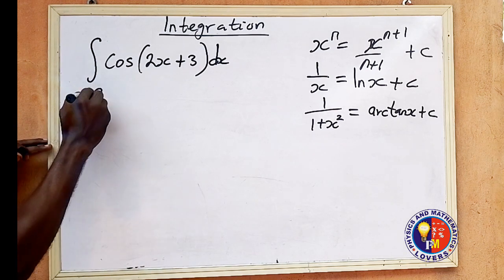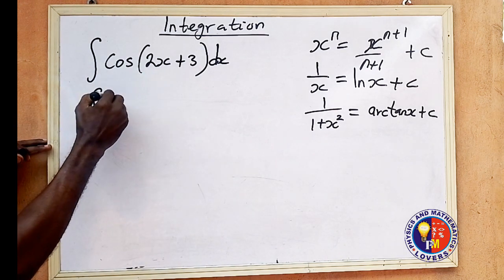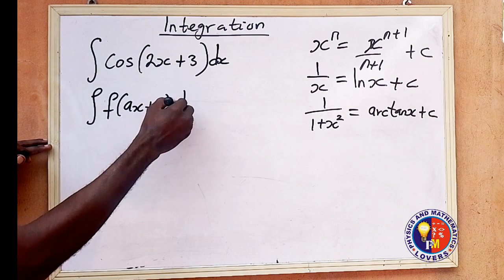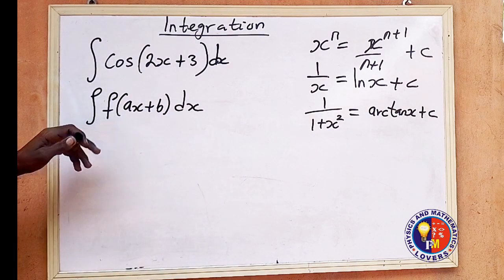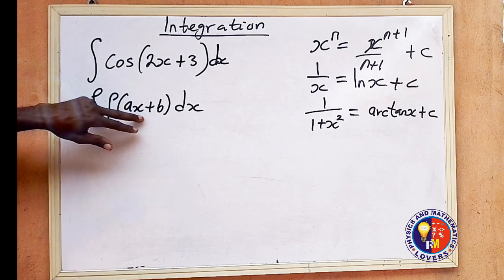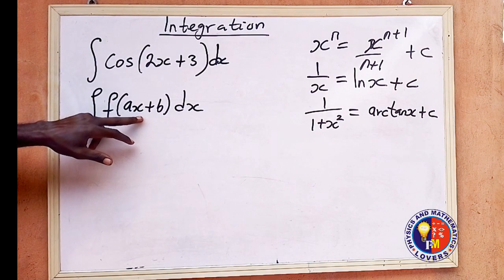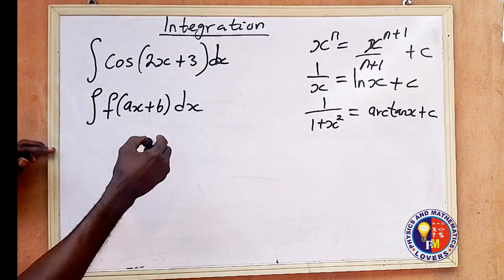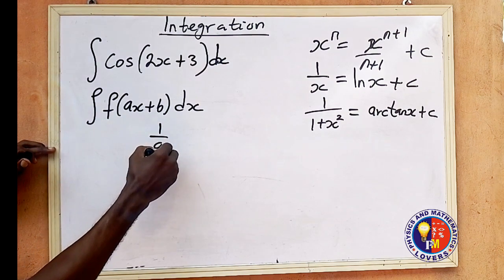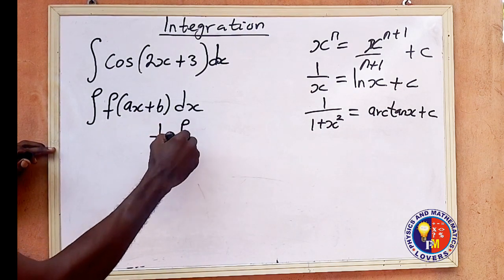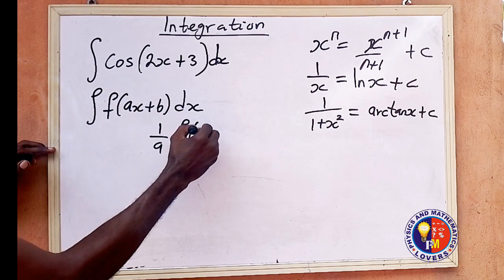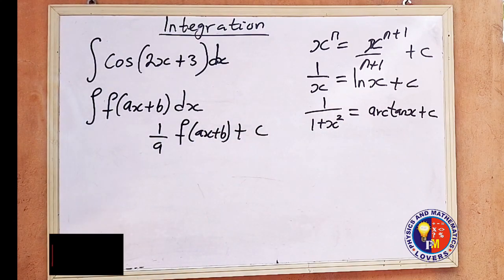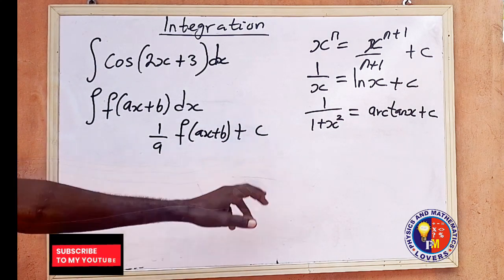Now, when I have an argument that is a linear function, ax plus b, this is the argument inside the bracket. According to the standard integral, you just take 1 over a, then multiply by the integral function of ax plus b, then of course plus c, which is a constant.